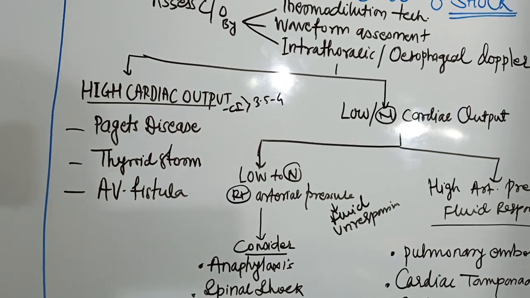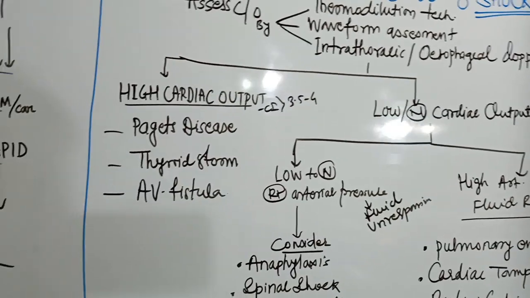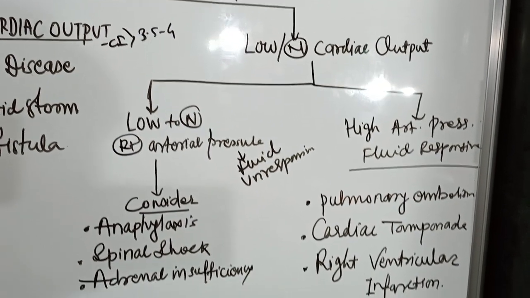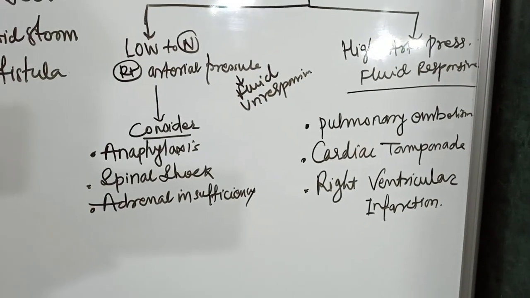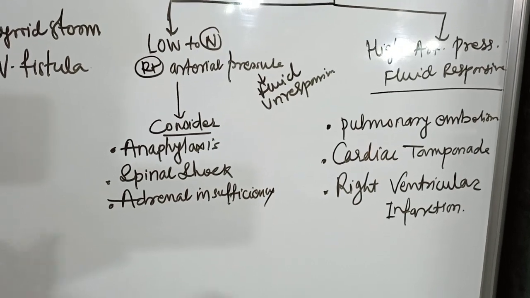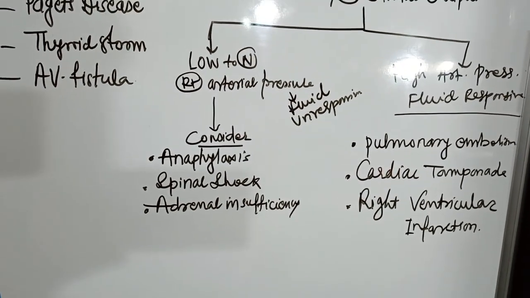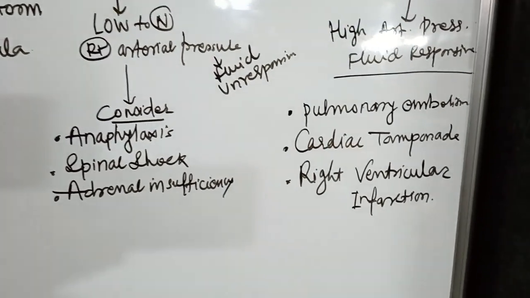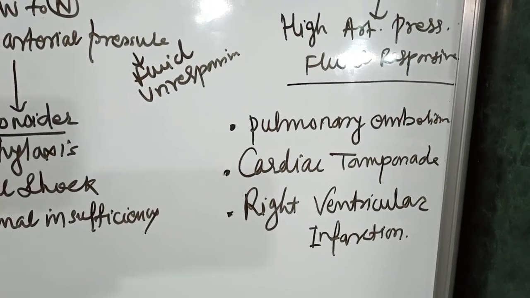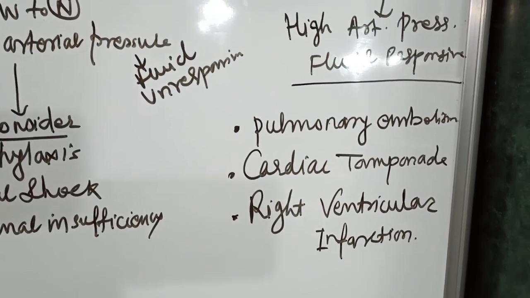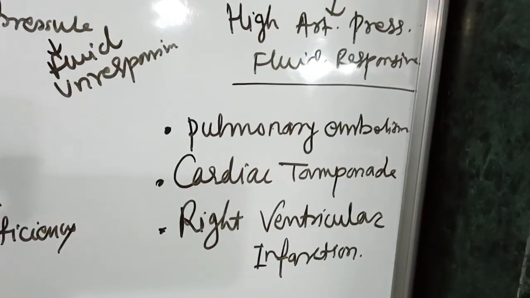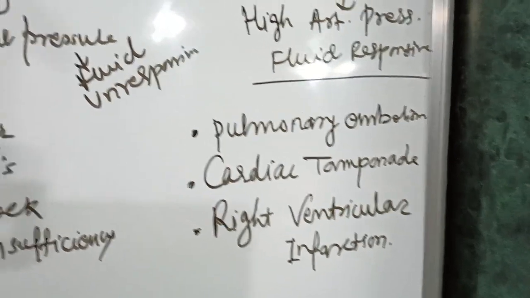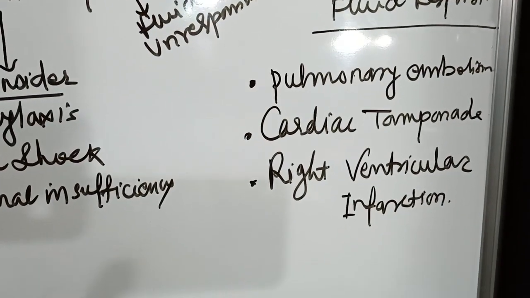High cardiac output causes are Paget's disease, thyroid storm, AV fistula. Low or normal cardiac output causes include anaphylaxis, spinal shock, adrenal insufficiency. Actually, anaphylaxis, spinal shock, and adrenal insufficiency are fluid unresponsive. And other miscellaneous causes like pulmonary edema, cardiac tamponade, right ventricular infarction are fluid responsive. In fact, we give fluid in these conditions. Okay, thank you.